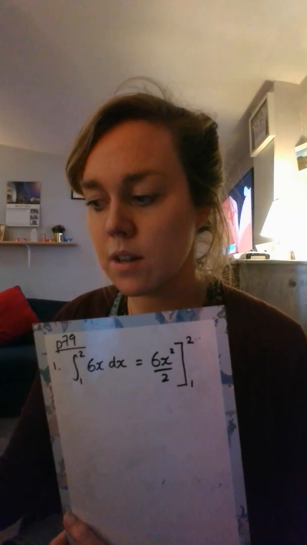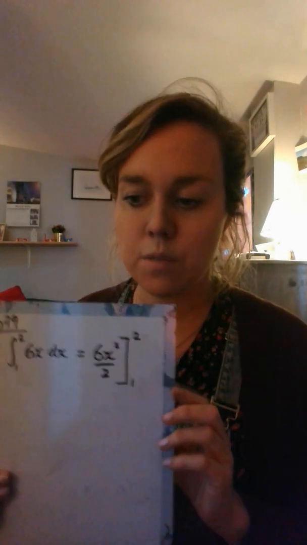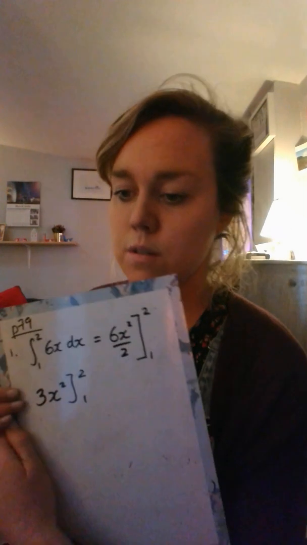You'll be taking one bit away from the other, okay? So how to finish that off then is, firstly, I might simplify the 6 over the 2 to 3. So 3x squared, between those two limits there, okay? So if I go and do this then, I'm going to sub in 2 in place of x, and then minus 1 will go in place of x.